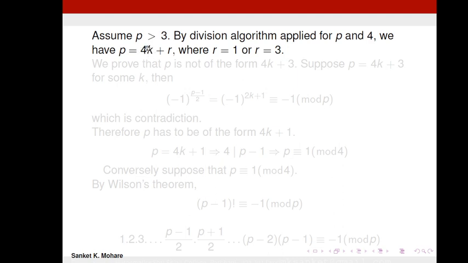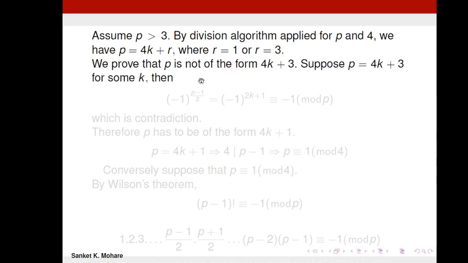Then p can never be a prime number; p becomes a composite number for r equal to 0. That's why r can never be 0. If we take r equal to 2, in this case also p becomes a composite number. That's why r is neither 0 nor 2. So here we choose r equal to either 1 or r equal to 3.